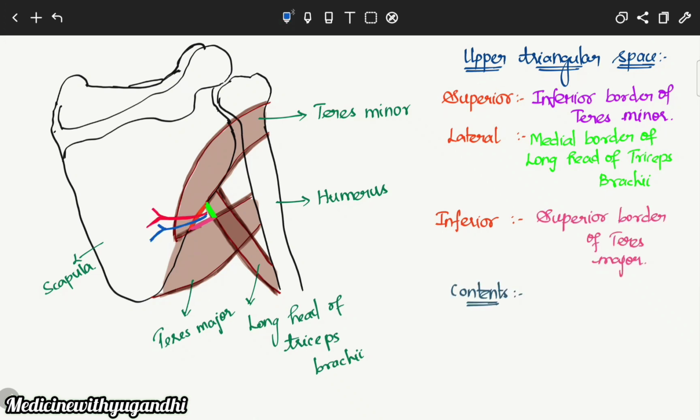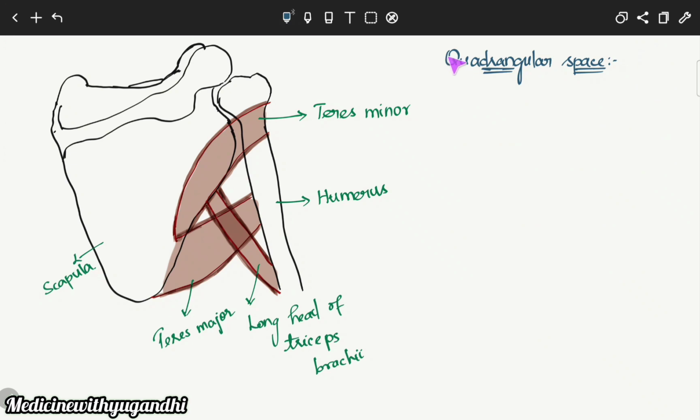Coming to the contents of the upper triangular space. The contents of upper triangular space are the circumflex scapular vessels. How to remember the contents? See, it is very simple. Circumflex in the sense it is surrounding something. Scapular. So the vessels are surrounding the scapula. Since the upper triangular space is in close contact with the scapula, you can easily remember that the contents of the upper triangular space are circumflex scapular vessels, since these vessels surround the scapula.